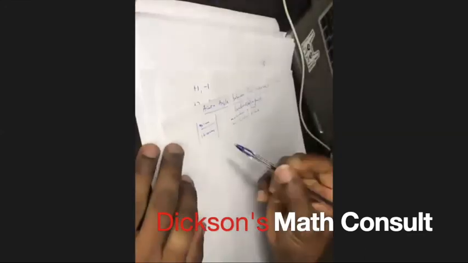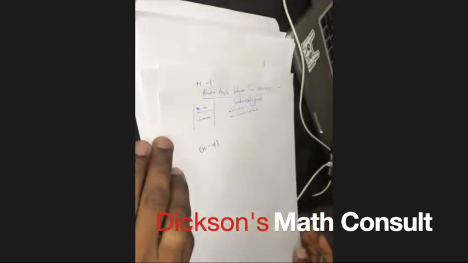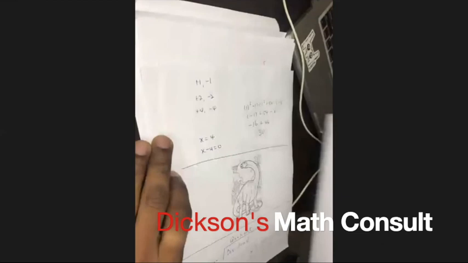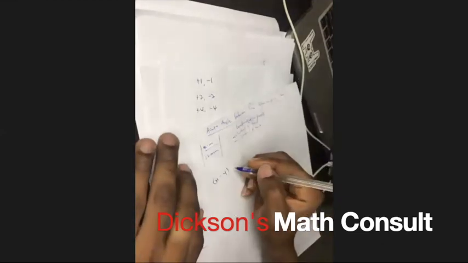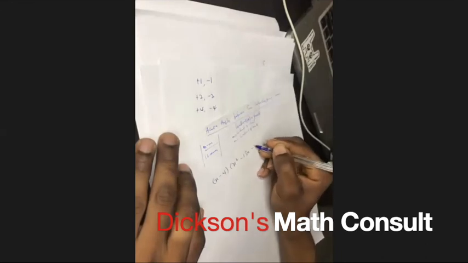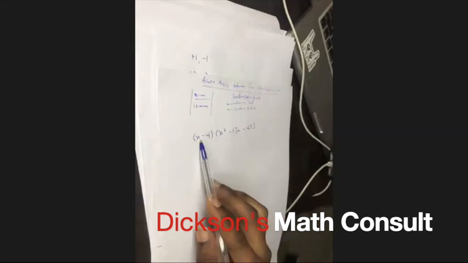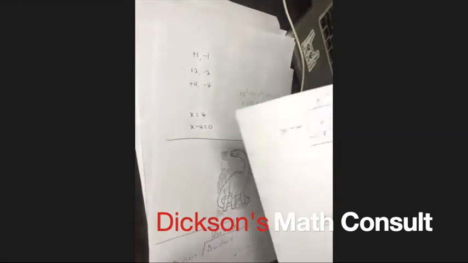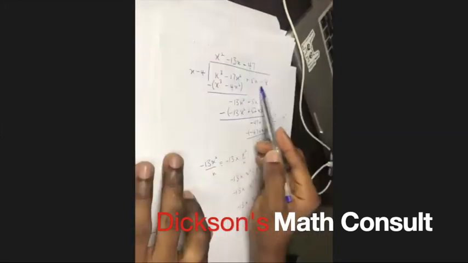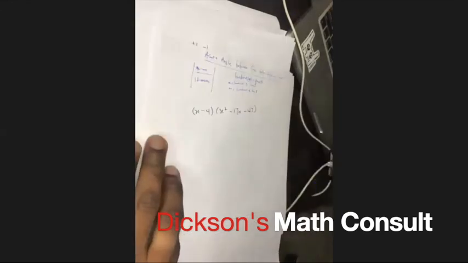x minus 4 in a bracket. And then you have x squared minus 13x minus 47. So when you multiply this and that, you should be able to get the cubic function. Do you get it? Yes, sir.